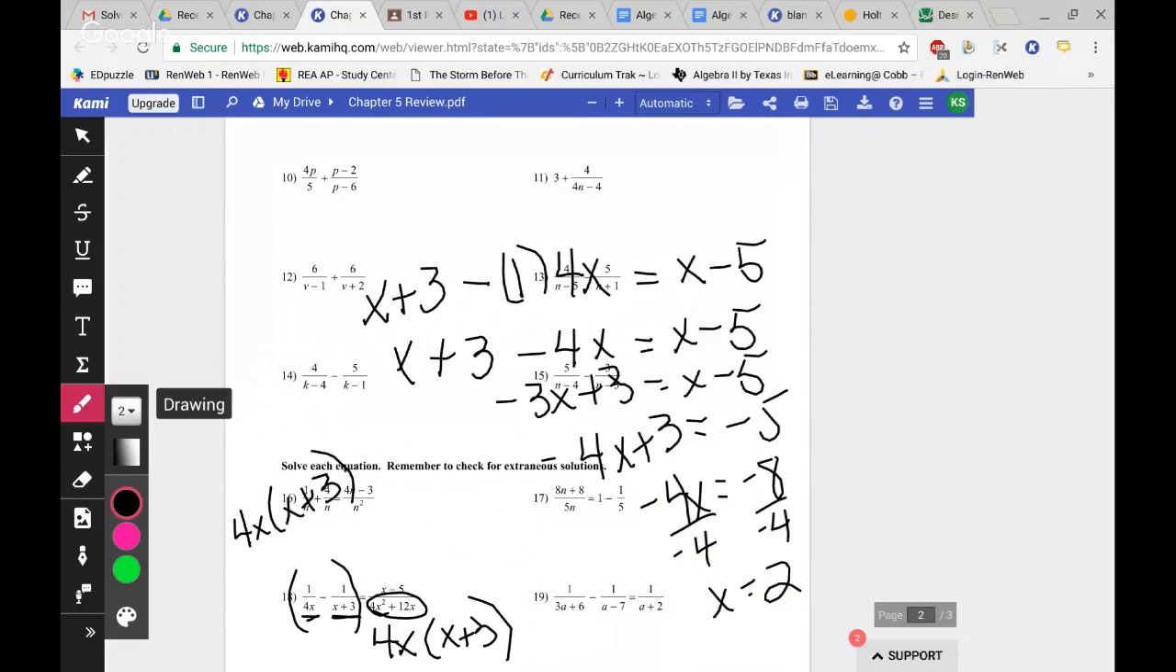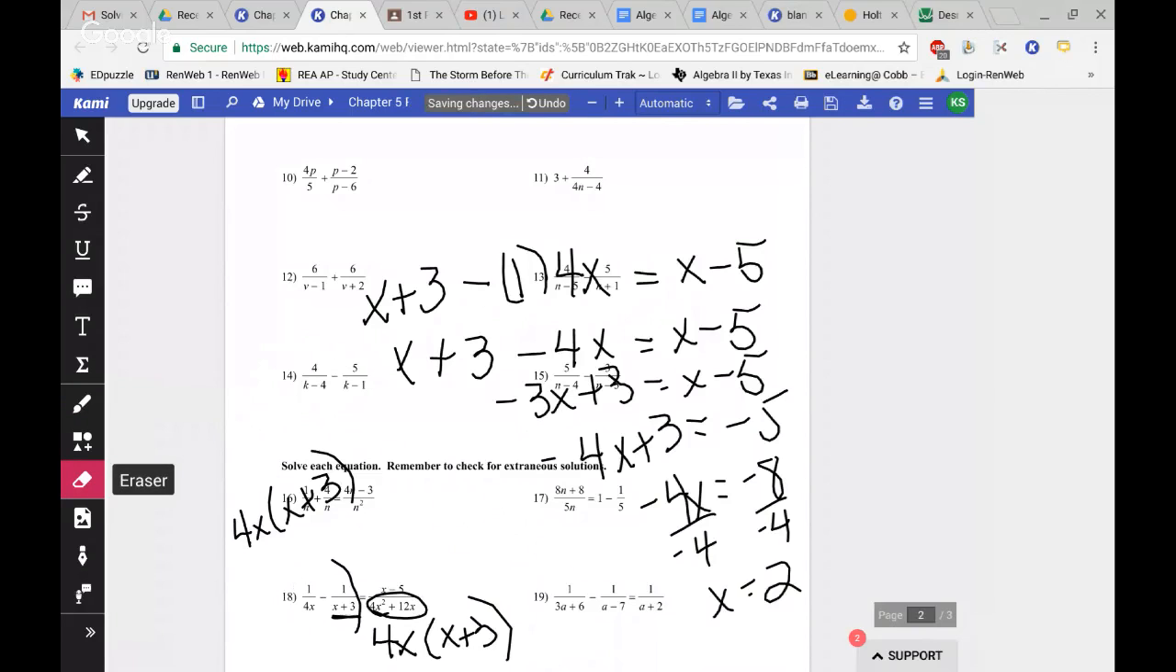What you're going to want to do to check for extraneous solutions is to bring that 2 in and replace it. Does that 2 make anything in the denominators a 0 in the original equation? And it does not. So you know that 2 is a valid answer. It's not extraneous. So you're okay.